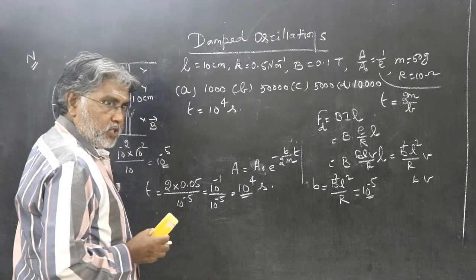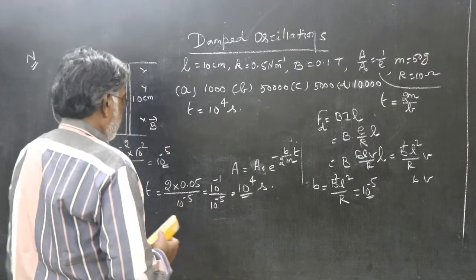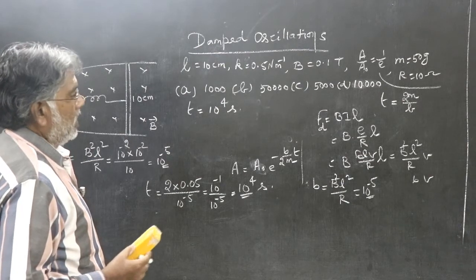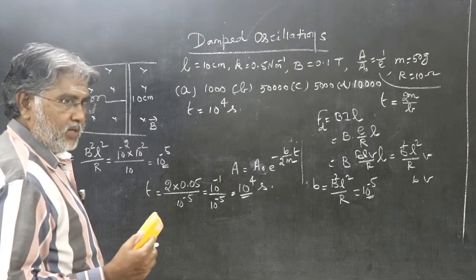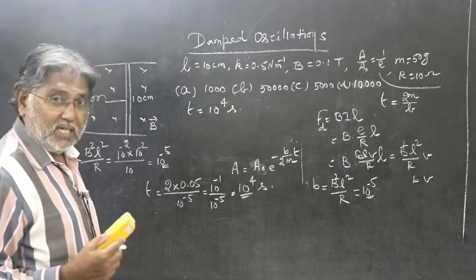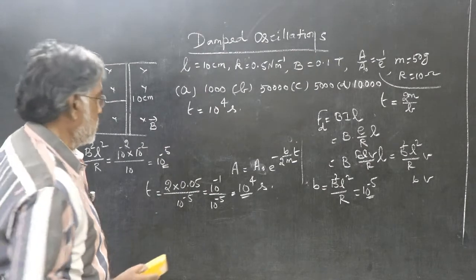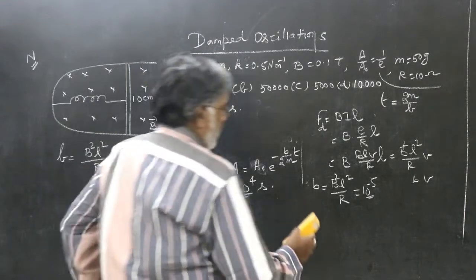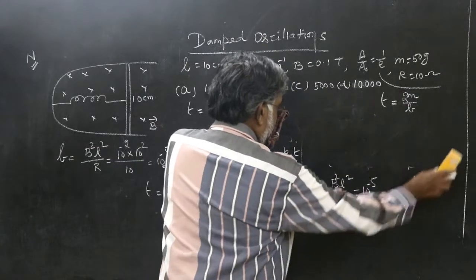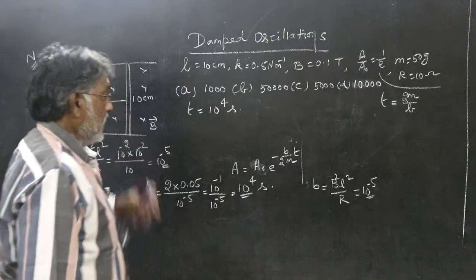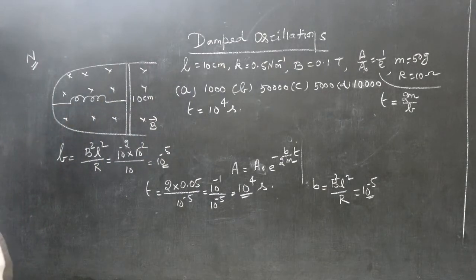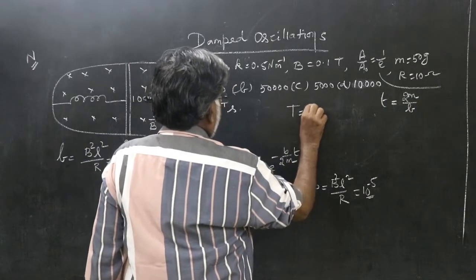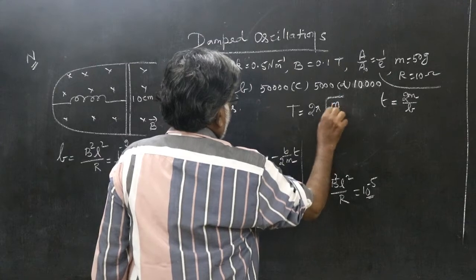Now that is not the question. The question says how many times it will complete its oscillation. So if it completes one oscillation, the time will be one time period. So it is necessary to find out the time period of oscillation. This we already calculated. So time period of oscillation, capital T, is 2 pi root m by k.